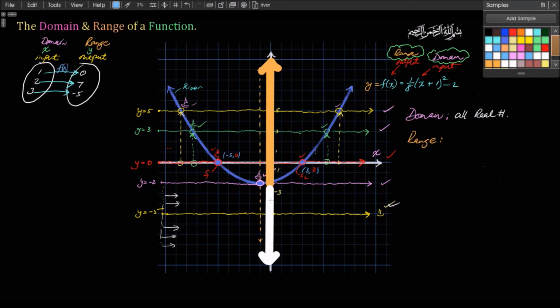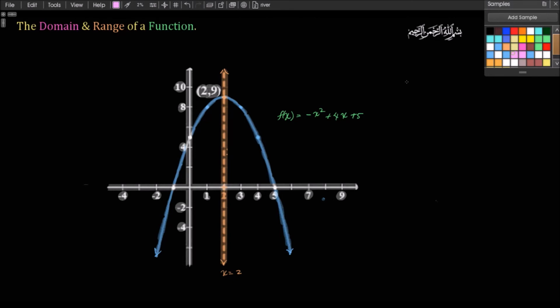These y values over here, beyond this vertex, they're not used. In our function, these ants will never see any of these y's, because those y values are not used for this function. So the range here is restricted. The range here is y must be greater than or equal to -2. The vertex here is (-1, -2). Okay, so how about for this function?